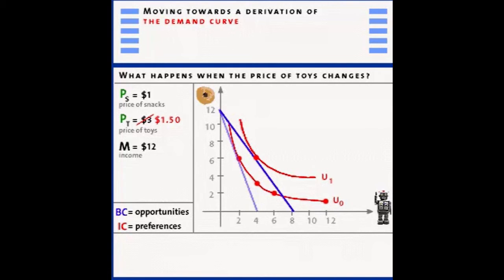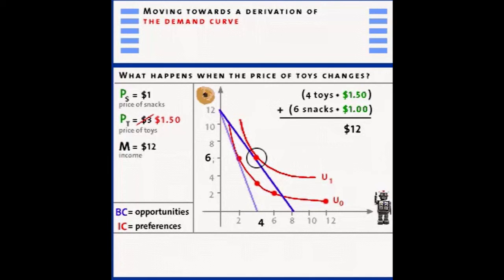Let's make sure that point's attainable. Of course, it's on the budget constraint, so we know that it is. 4 toys times $1.50 each gives us a total of $6, and 4 snacks at $1 a piece gives us a total of $4. 4 plus 8 is 12. Once again, Chris satisfies his budget constraint.